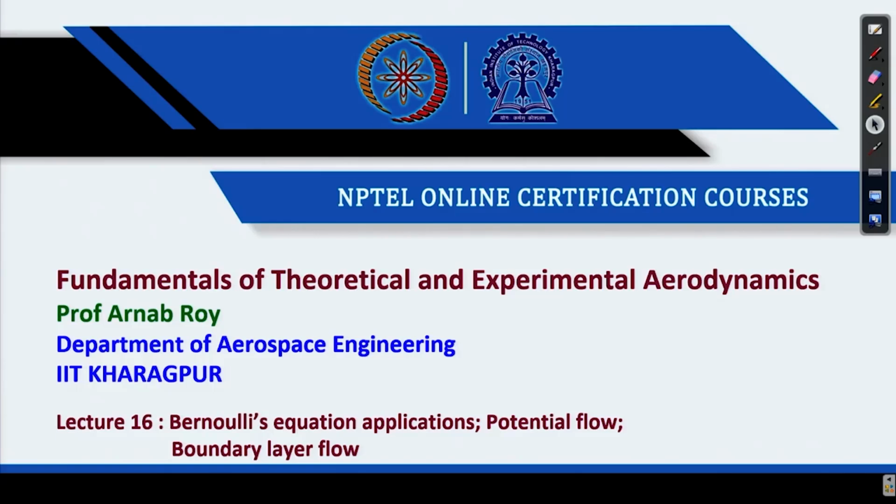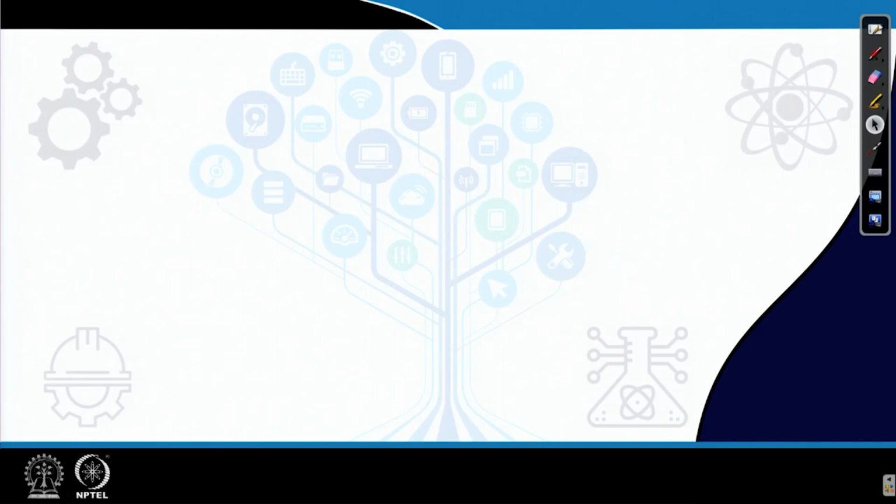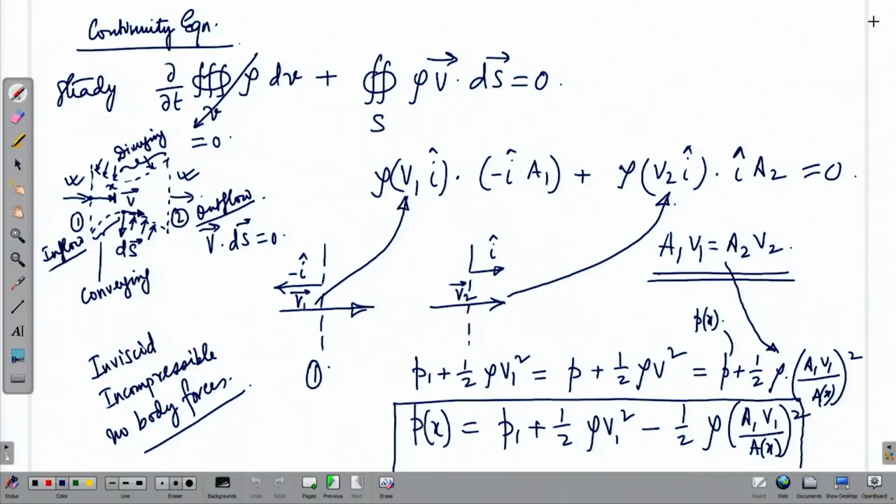In this lecture, we will look at some more applications of Bernoulli's equation, and then subsequently we will have a brief look at potential flow and boundary layer flow. So, last time we had looked at flow through a converging diverging duct, where we continued to assume that the flow was inviscid, incompressible and devoid of any body forces.